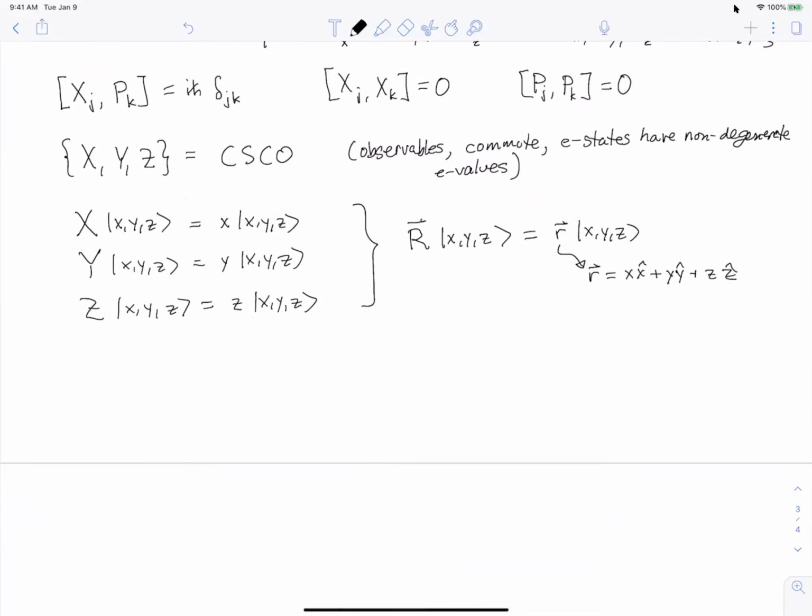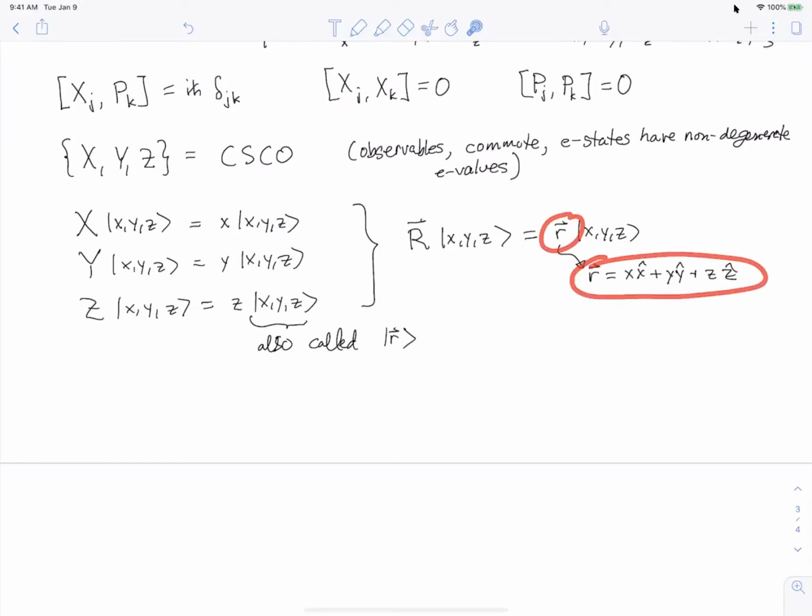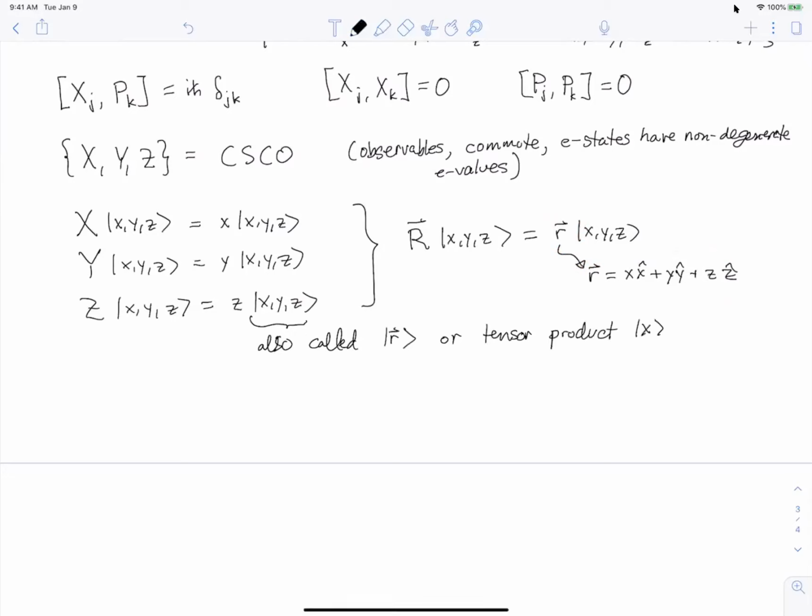Now I'm going to sort of gloss over this in class and refer you to the notes to read more about it. But the states here, the eigenstates of position, can also be called |R>, like so, corresponding to the eigenvalue that's appearing here. Or if you want to be even fancier about it, you can call it a tensor product. The way you'd write this as a tensor product is x tensor product y tensor product z.